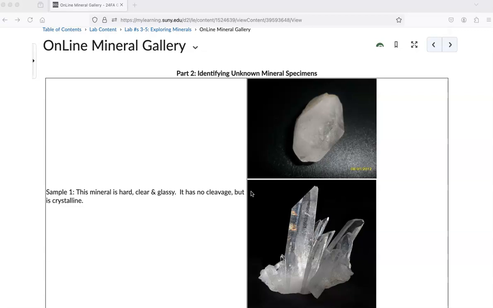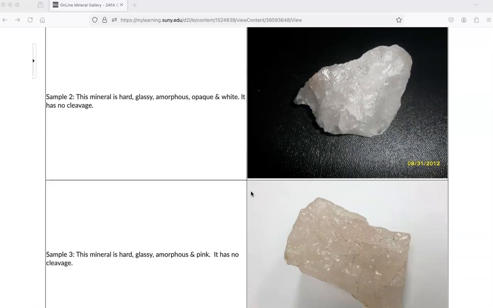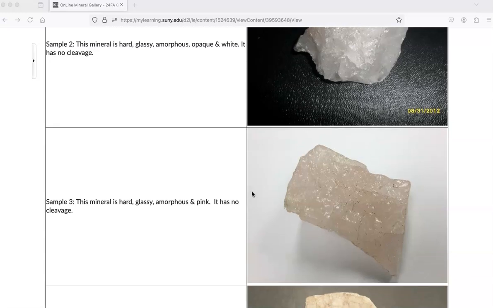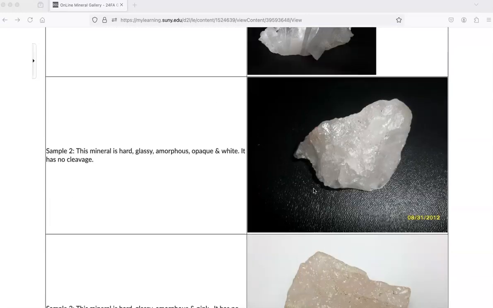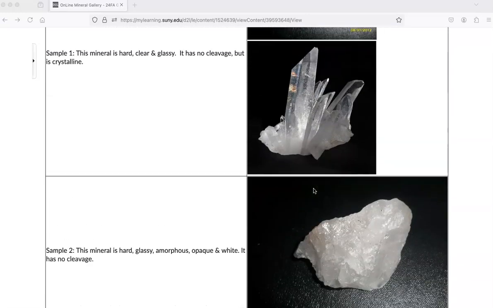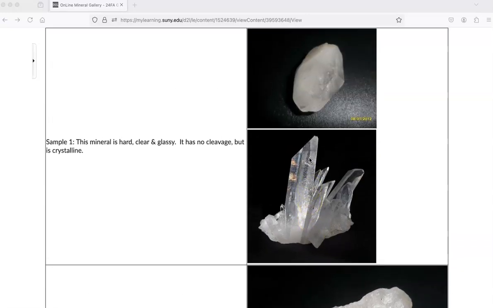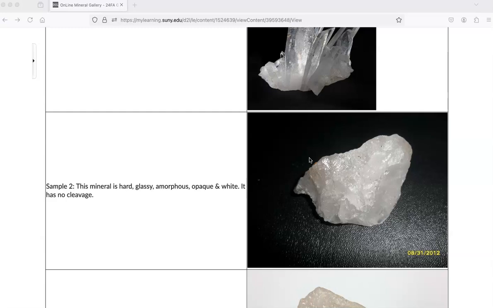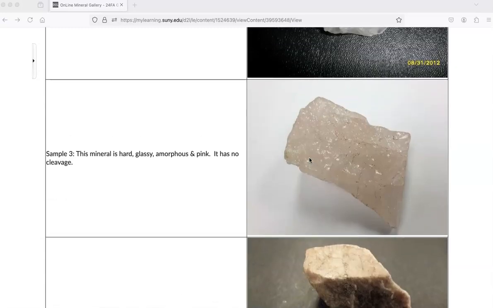Good. So we got 1 here. We got 2. I only got 1 picture of 2 for some reason. And then here is 3 for you online folks. So one of them's pink. One of them is sort of white, and one of them is clearer and pointier. What do we call number 1, you guys? Crystal quartz. How about number 2? Milky. Good. Which leaves 3 to be rosy.